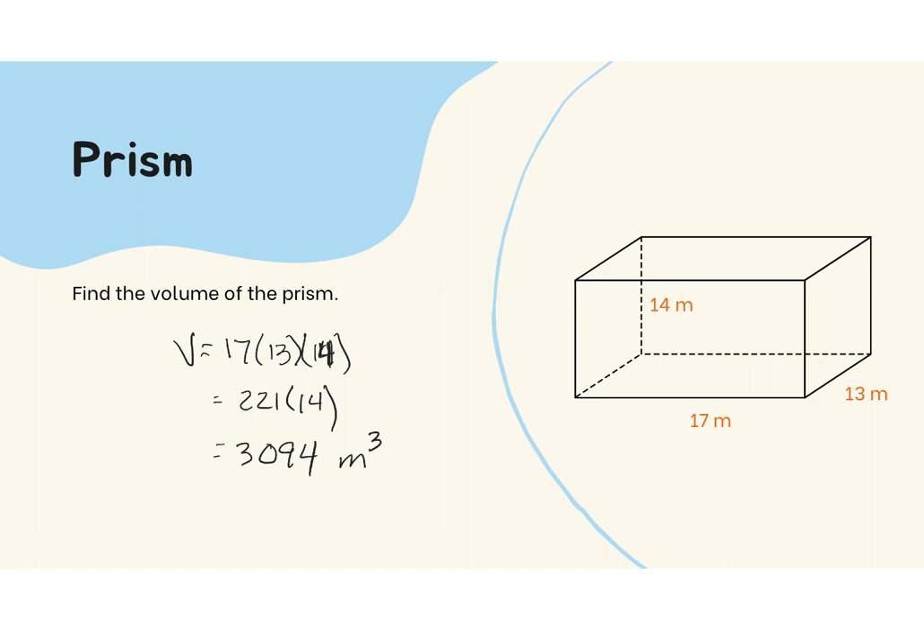Now, if you have a calculator and you just want to do 17 times 13 times 14 right on the calculator, that'll get you this 3,000 number in one step. You don't have to do this middle step. That gets you ready for the Delta Math medium questions. So go ahead and start those.